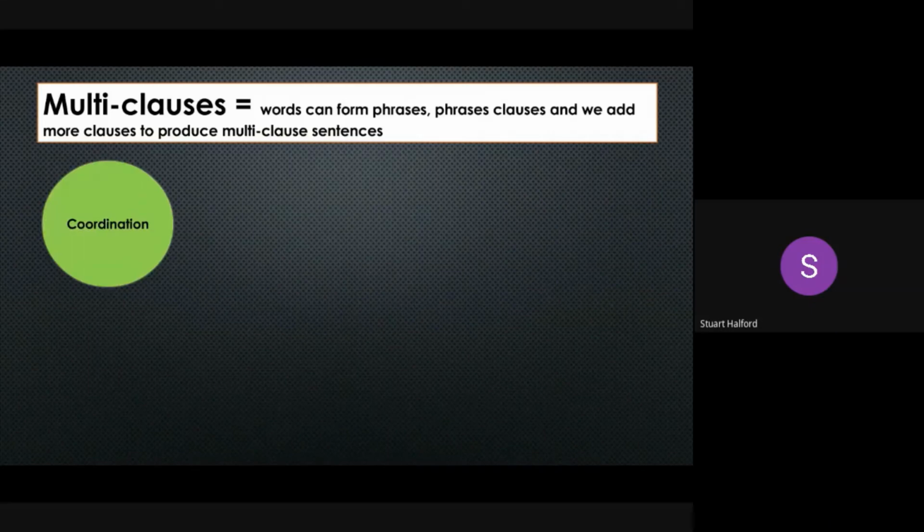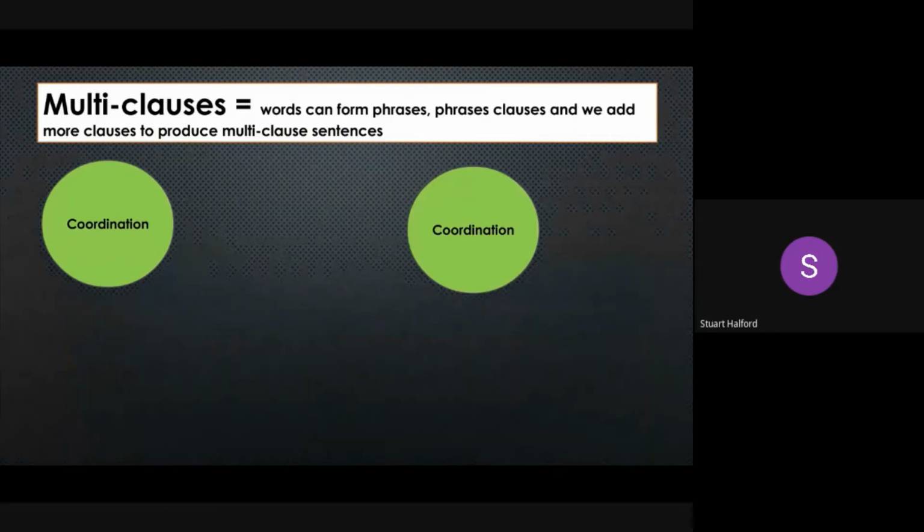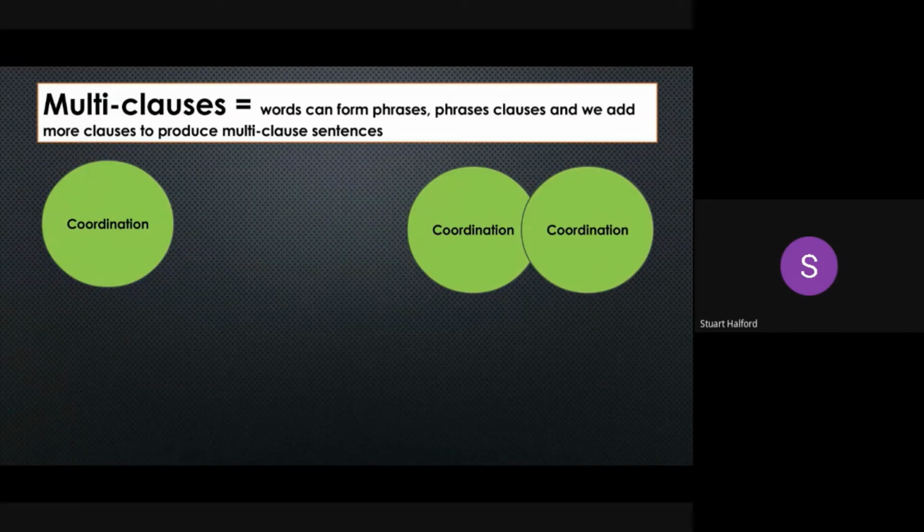We can do this in one of two ways. One way is coordination. And in coordination, both clauses are of equal value. They just join together. And our main coordinating words are for, and, nor, but, or, yet, and so. And one of the ways of remembering this is by the acronym FANBOYS.